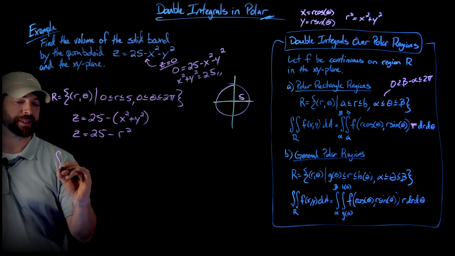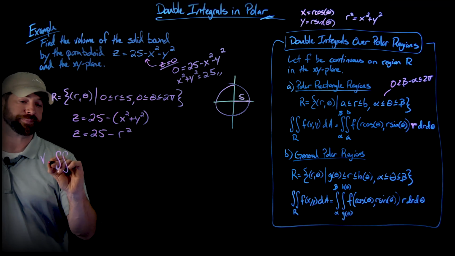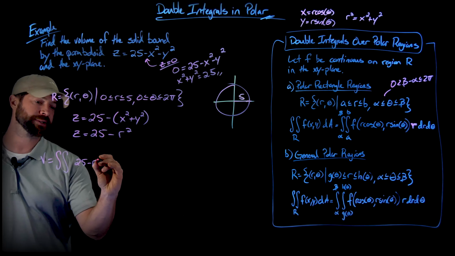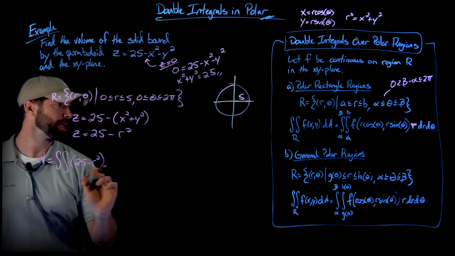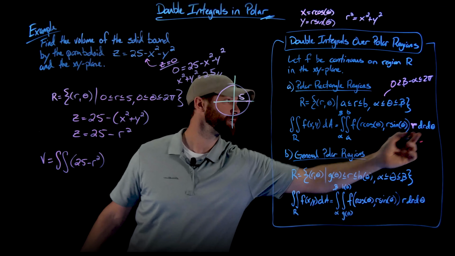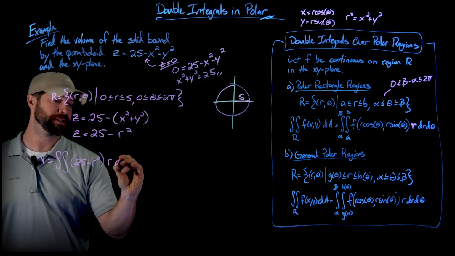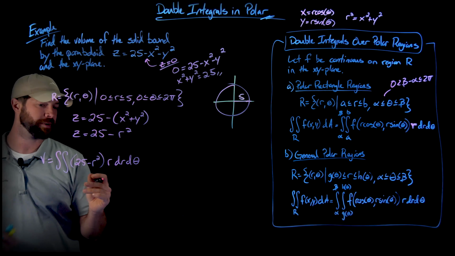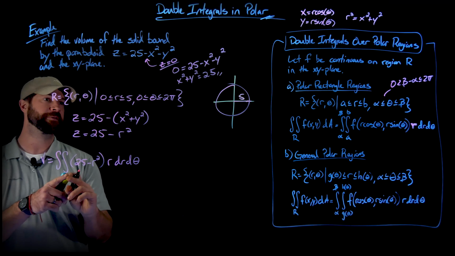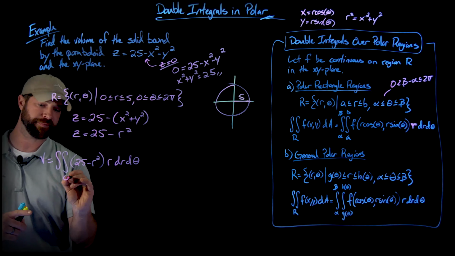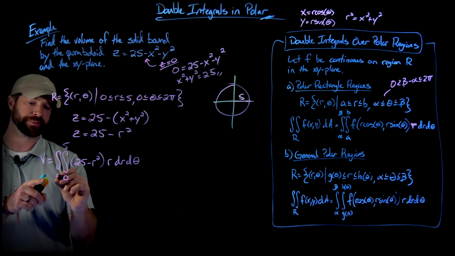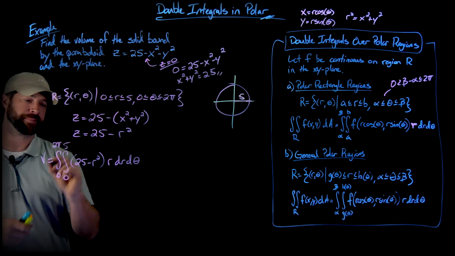Now, my double integral for this volume would be 25 minus r squared, and then times r dr d theta. So r dr d theta. This again is just another factor of r. I need to put my bounds in for my r, which is 0 to 5, so I put that on the inside there. And then for my theta it is from 0 to 2 pi.